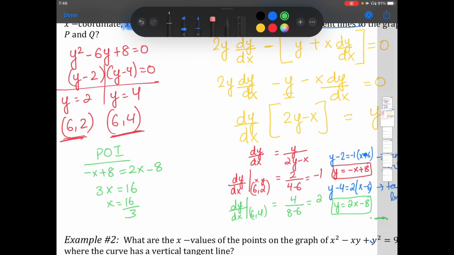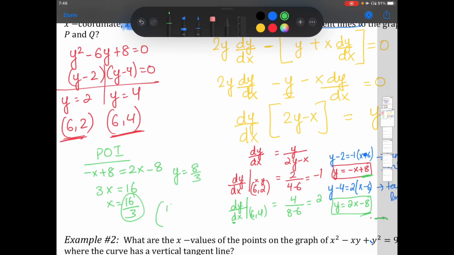Now I'm going to take that 16 over 3, substitute into either one of the equations, either this one or this one, and get my y coordinate. The first one is a lot easier. So negative 16 over 3 plus 8 is what? 8 over 3. So y is equal to 8 over 3.